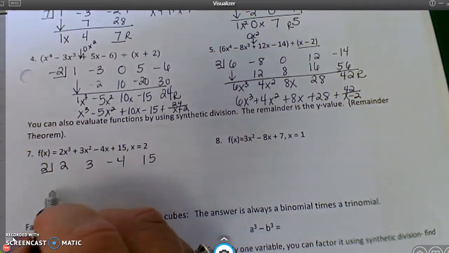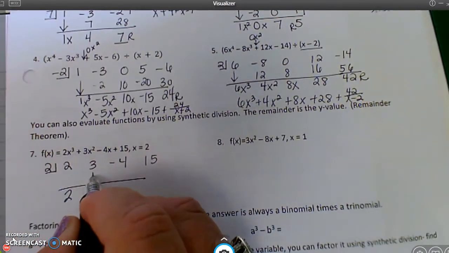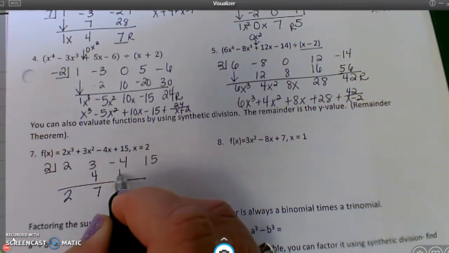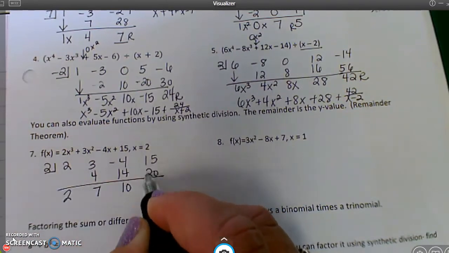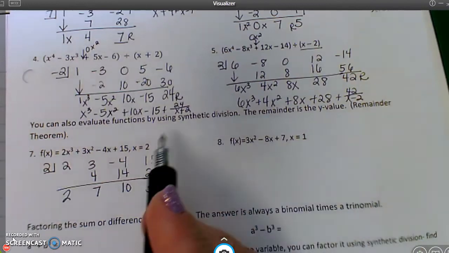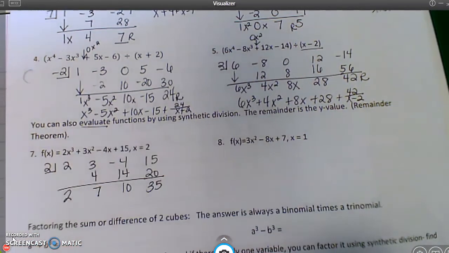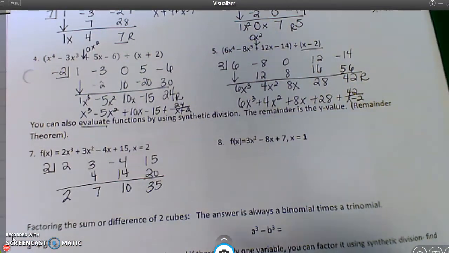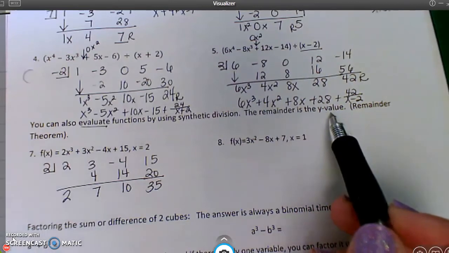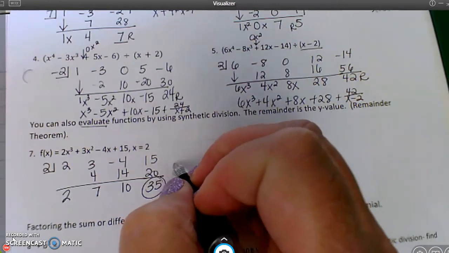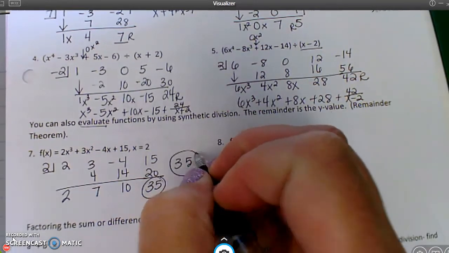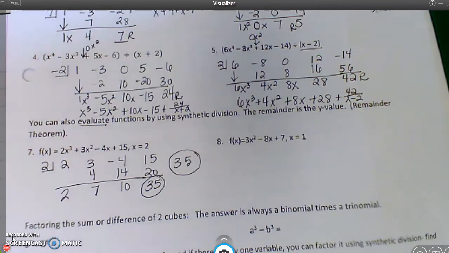So we bring down the 2, multiply, add, multiply, add, multiply, add. When it says for you to evaluate and it doesn't say for you to divide, the remainder is the y value. The remainder is the answer. That means 35 is the answer, and you don't have to do anything else. You don't have to write out a problem. You're just trying to figure out what the answer is.